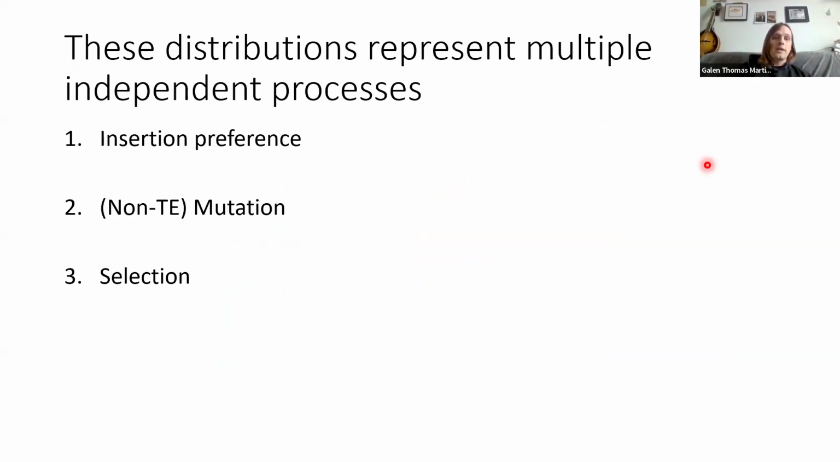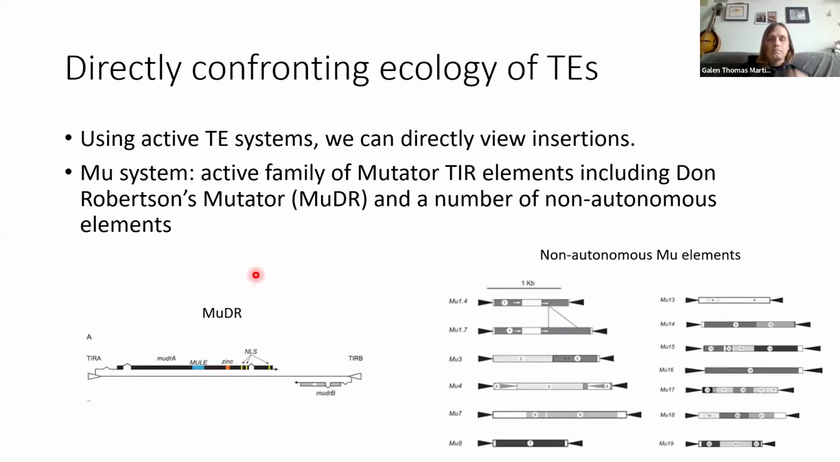So of course, now that I'm in Damon's lab, what I'm trying to do is get around this by actually looking at active transposable elements rather than ancient silenced transposable elements, and try to differentiate things like insertion preference versus selection that are very difficult to do with these ancient elements. So this is mostly just a teaser for my current project in Damon's lab.